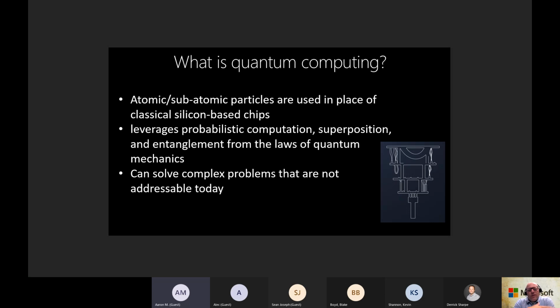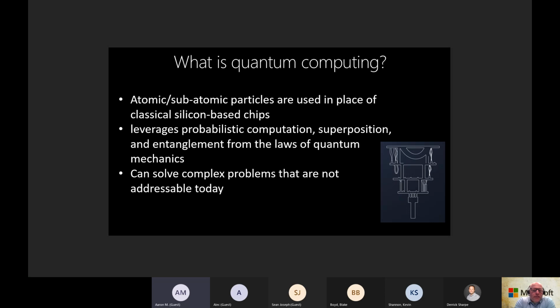And there's some other theoretical stuff that we'll get into. Actually, I shouldn't say it's theoretical. It's actually been proven in some cases for some of the concepts within the space of quantum computing. So as I mentioned, atomic and subatomic particles effectively are replacing our classical transistors, the 0/1 type of capability.